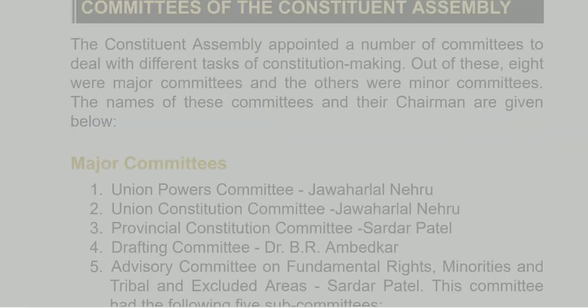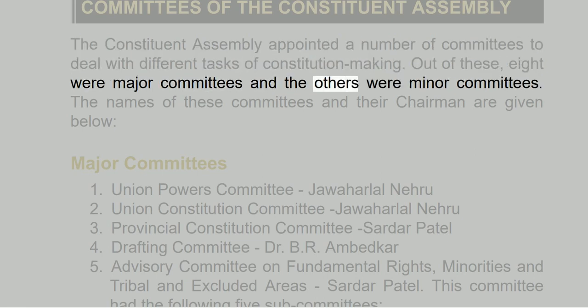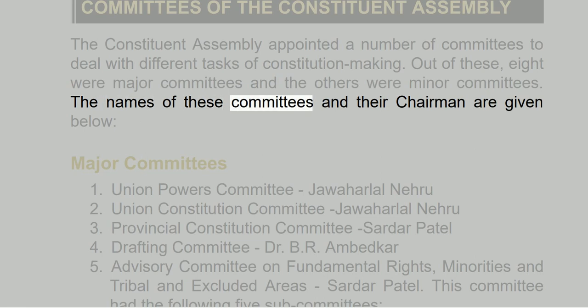Committees of the Constituent Assembly. The Constituent Assembly appointed a number of committees to deal with different tasks of constitution making. Out of these, 8 were major committees and the others were minor committees. The names of these committees and their chairmen are given below.